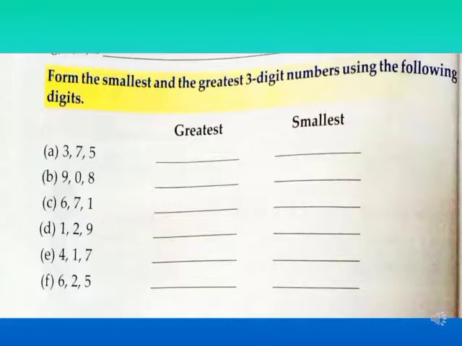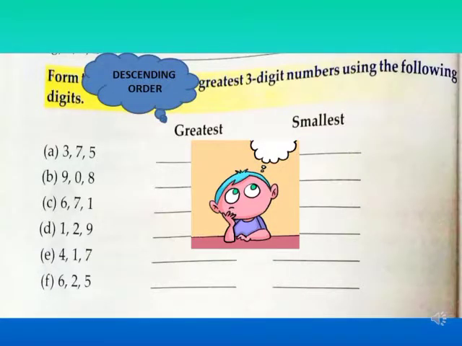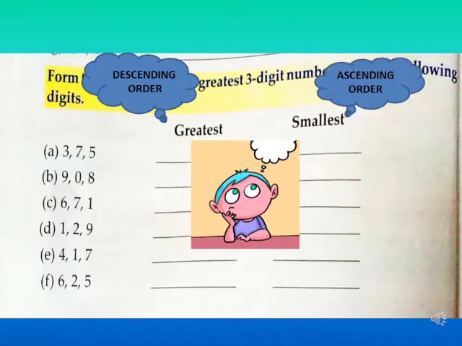Read the second question. Form the smallest and the greatest 3-digit numbers using the following digits. See the A part. Here the given digits are 3, 7 and 5. You have to form the greatest number. Greatest number means you have to arrange the digits in descending order, means from greatest to the smallest. And to form the smallest number, you have to arrange the digits in the ascending order, that is from smallest to the greatest.